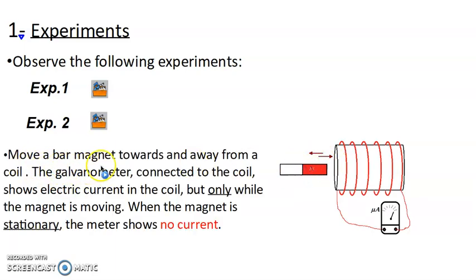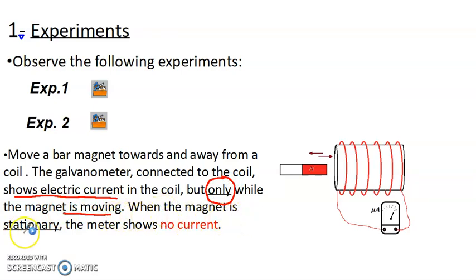So move a bar magnet towards and away from a coil. The galvanometer connected to the coil shows electric current in the coil, but only while the magnet is moving. Okay? So the galvanometer shows electric current, but only while the magnet is moving.